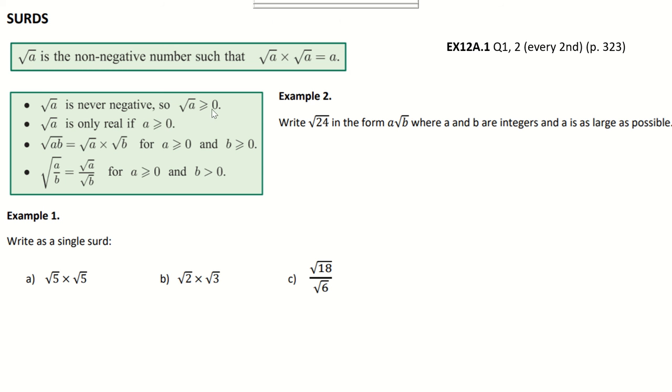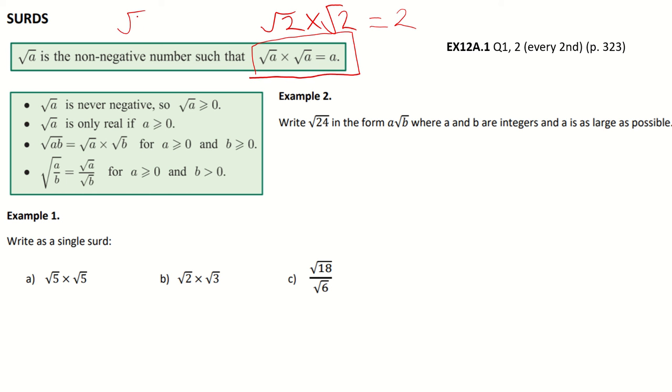So in this video we're going to be looking at surds, and surds are basically just a non-negative number written as the square root of some value. And we know that, for argument's sake, if we had the square root of 2 multiplied by the square root of 2, well, actually you might not know this, but the square root of 2 times the square root of 2 will actually just give you the number 2. So this is what you need to know about surds.